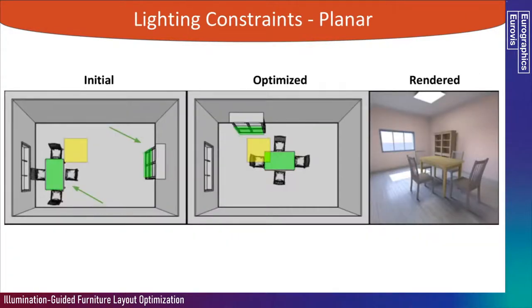Here are some simple examples to better illustrate the utility of each constraint. The planar sampler is useful for setting target illumination levels over specific furniture pieces. Here, the table and bookshelf use a planar sampler. After optimization, both of them are positioned so that illumination targets are respected.